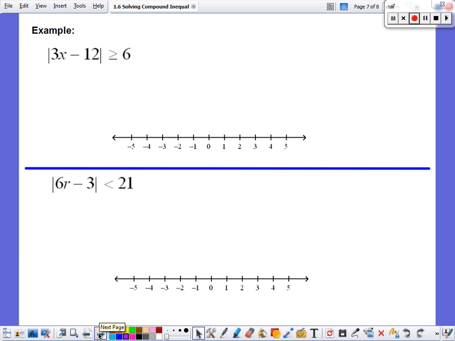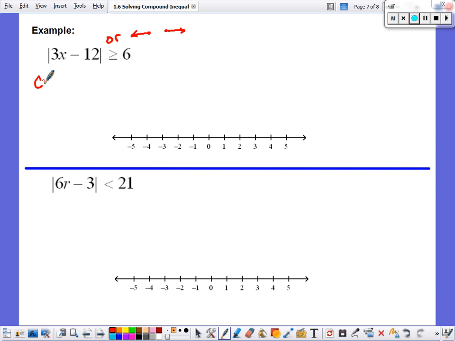Okay, let's move on and take a look at some examples of these. If you look at this first example, we have the absolute value, which is isolated already. That's great. That's the first thing we want to do. Then we want to establish if it's an and or an or. Well, notice what it is. Absolute value is greater or equal to 6. It's an or statement. So typically, ors go away from each other. Not always, but typically. Okay, so let's see what we get.